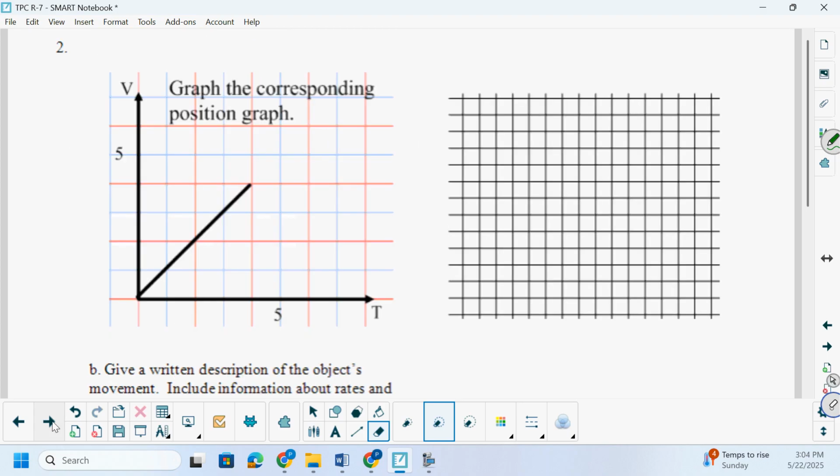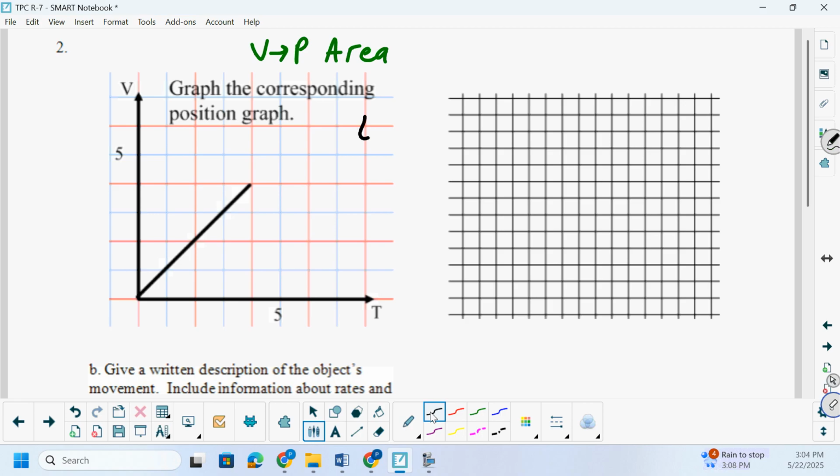All right, going over to our next one. We again want to graph the corresponding position graph. We are given a velocity graph. We want to go to position, so we should be thinking area. So we go up to 4 seconds here. So we'll do our t-chart with time and position going 0 to 4.